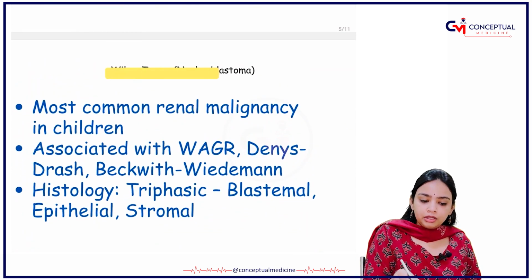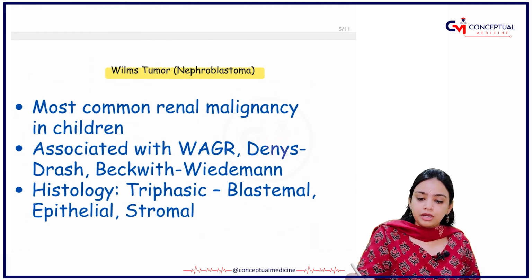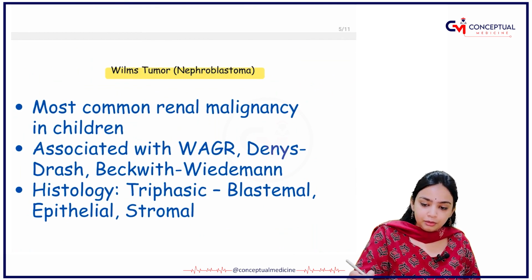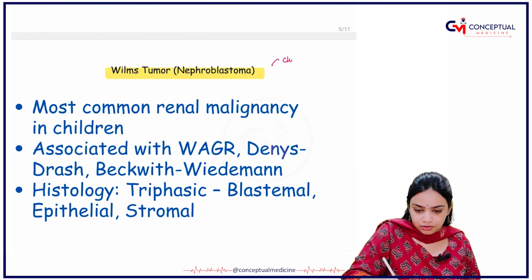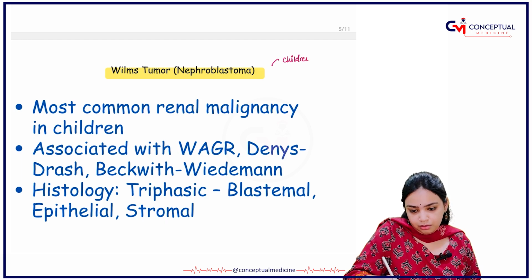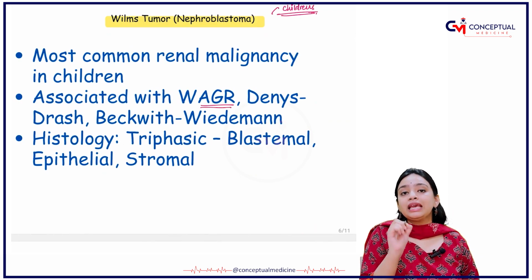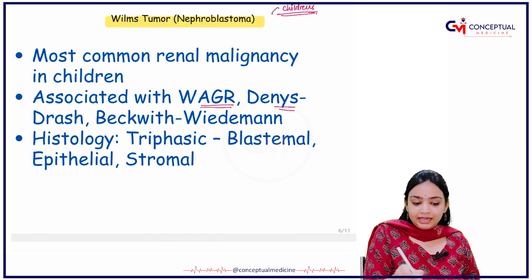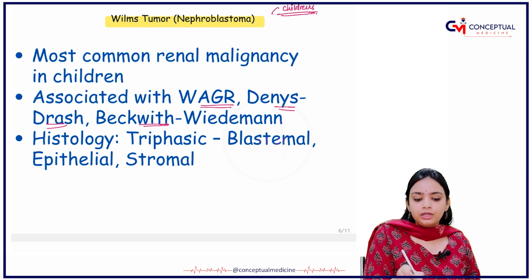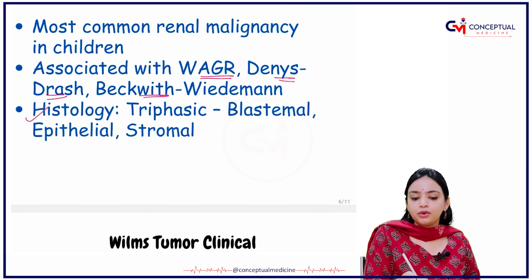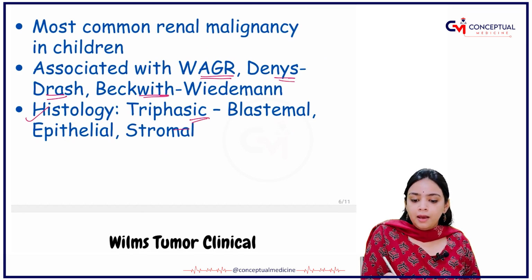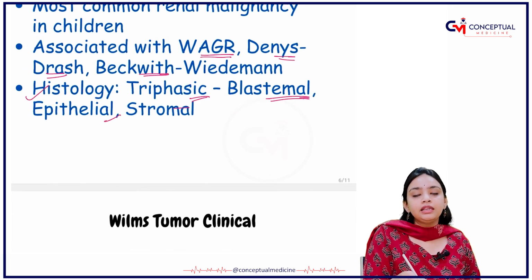Next, let's talk about the Wilms tumor. Wilms tumor is most common in children. It is associated with WAGR syndrome, Denys-Drash and Beckwith-Wiedemann syndrome. Histology will give you a triphasic pattern: blastemal, epithelial, stromal.